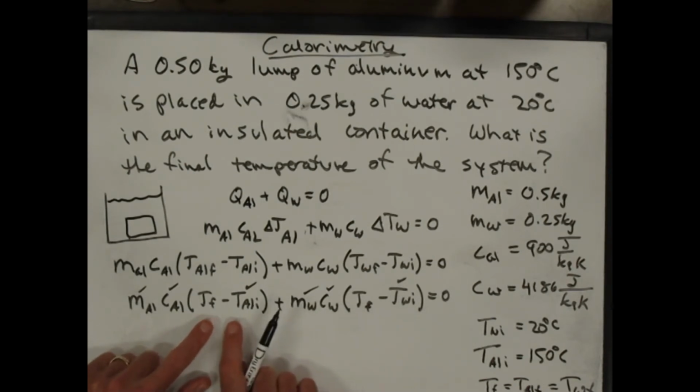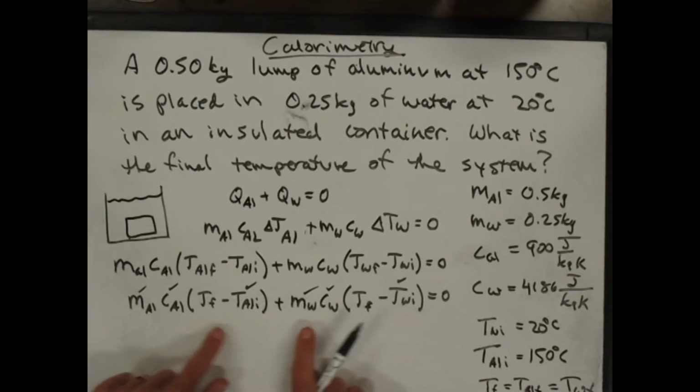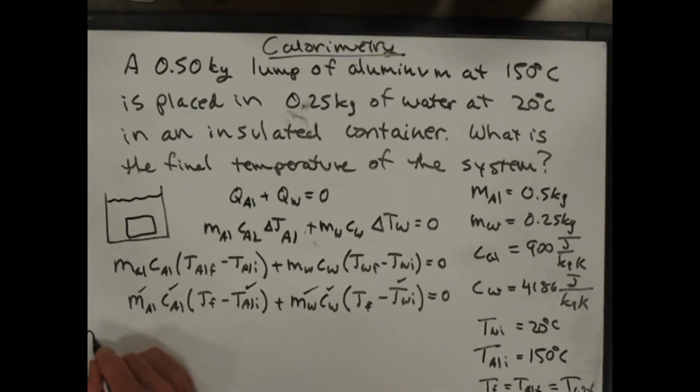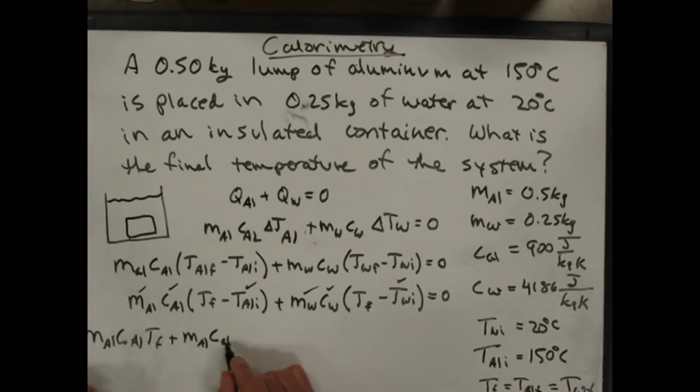I'm going to distribute this thing through these parentheses, and so I'm going to get mass of the aluminum times the specific heat capacity of the aluminum times T final plus mass of the aluminum, C for the aluminum, times, it's going to be a minus T aluminum initial.